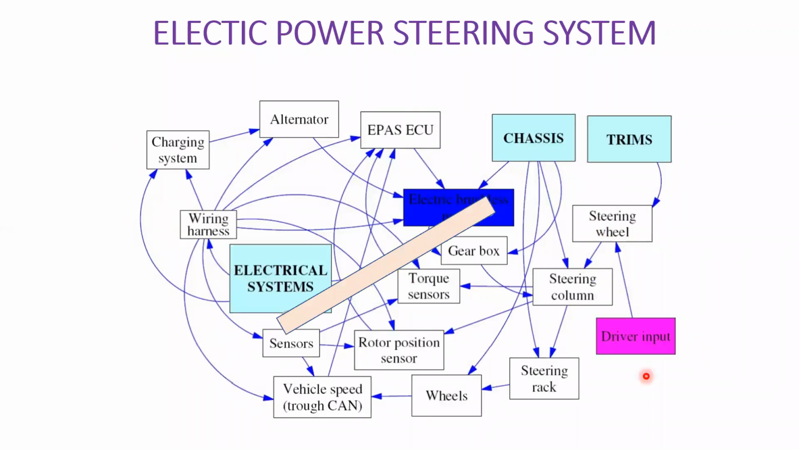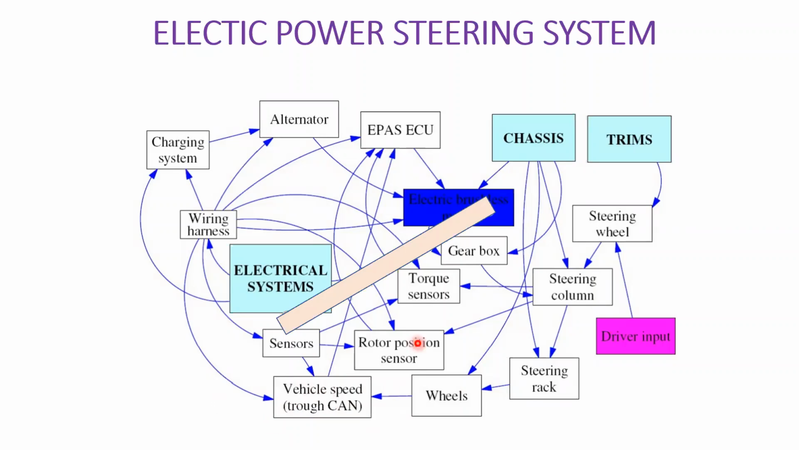The driver is giving an input to the steering wheel. The steering wheel is connected to the steering column. The steering column is connected to the steering rack, and finally it is connected to the wheel. And in fact, this wheel is connected to the vehicle speed sensor through a CAN. And this is the one side.